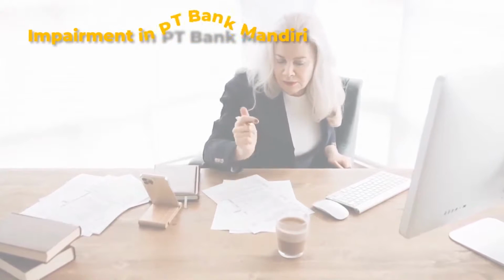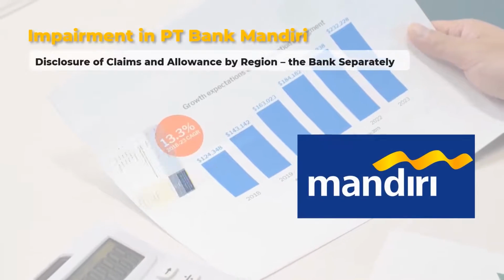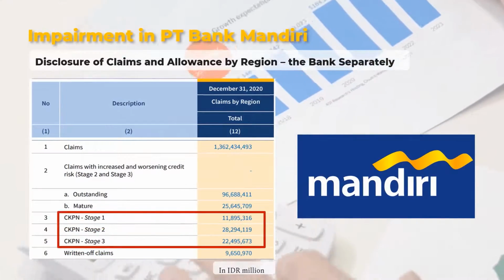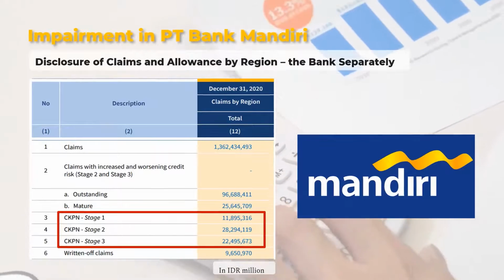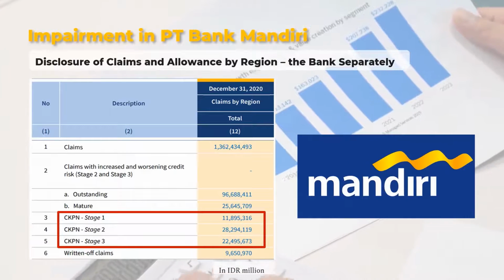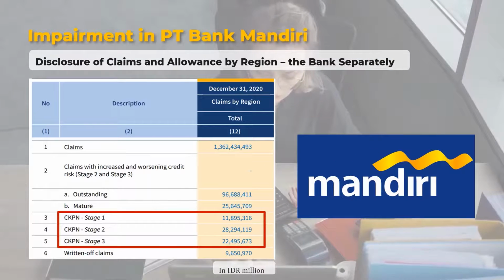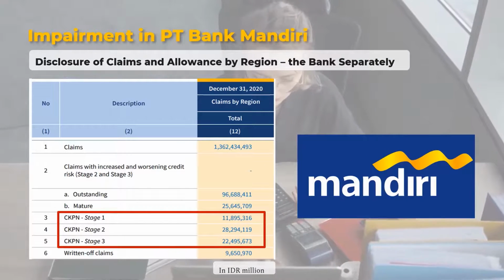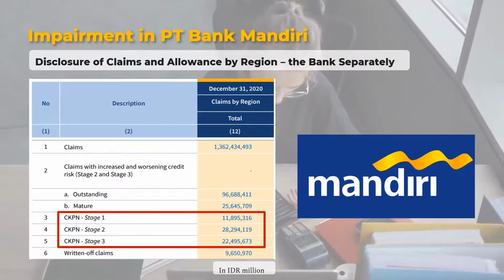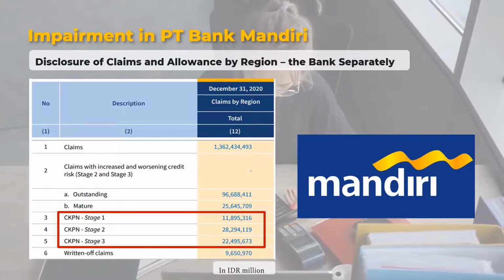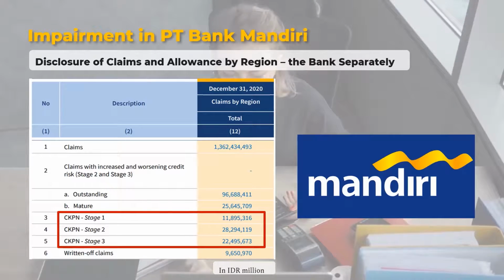Now we can see the impairment in PT Bank Mandiri. From the annual report, they provide a table called Disclosure of Claims and Allowance by Region from the bank separately, that shows the loss allowances from stage 1 until stage 3. In stage 1, there are more than 11 trillion. In stage 2, more than 28 trillion. And stage 3, more than 22 trillion.